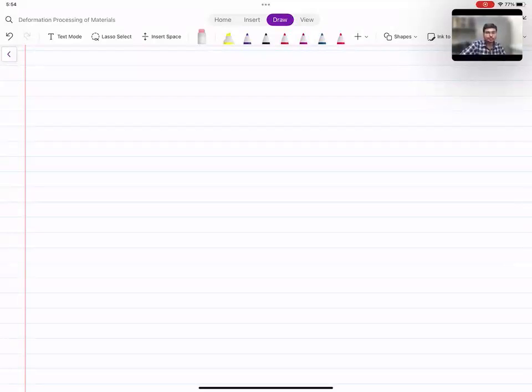So now let us extend our discussion to some more parameters related to the deep drawing process. So today we will see anisotropy, which will involve normal and planar anisotropy. Okay. So let us begin the discussion today. So we will now see anisotropy in deep drawing.